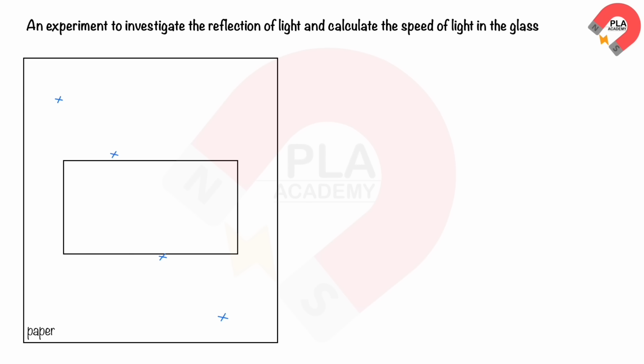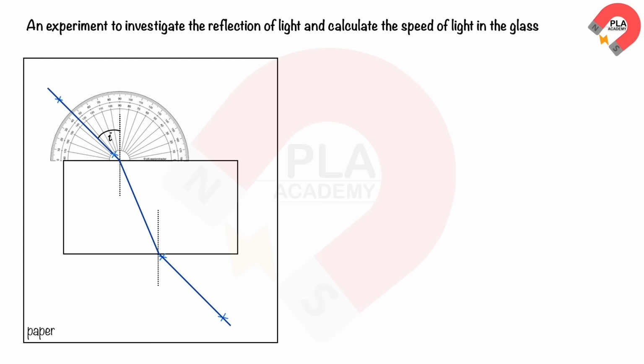Turn off the light box. Use a ruler to draw the incident ray and the emerging ray. Then, connect the entry and exit points to show the path of light within the glass block. Draw the normal line at the point of incidence.